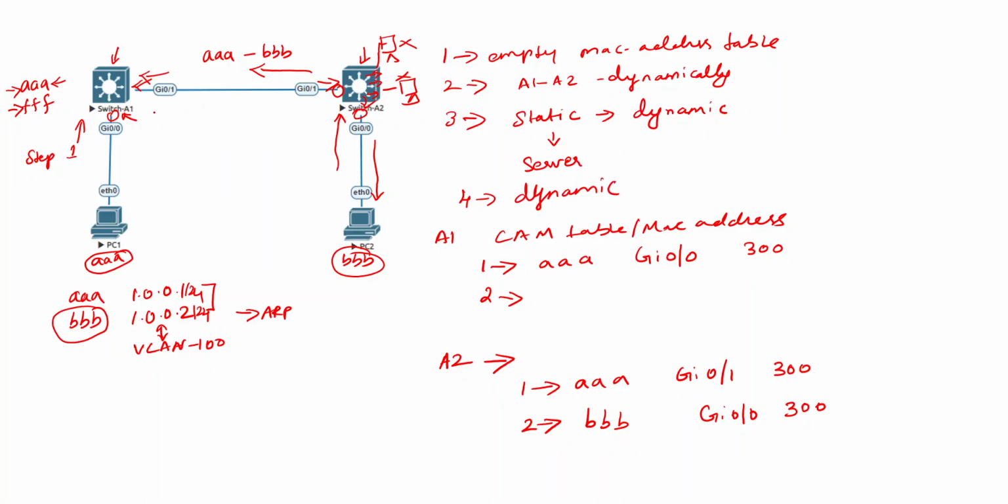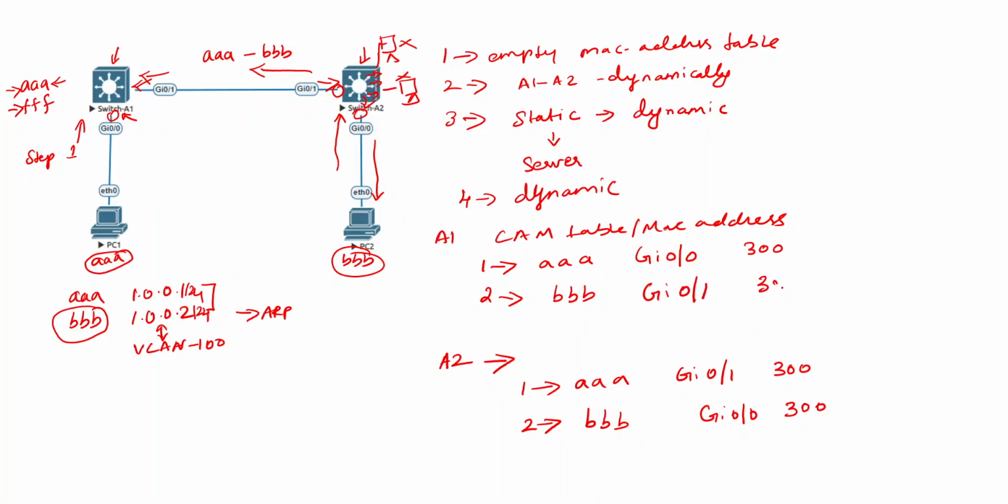Now switch A1 will open the packet and check the destination MAC. The entry is already there, and it has to forward the frame out of that particular interface, Gig 0/1 here. Before sending, it will check the CAM table to see whether an entry is available for the source MAC address on this port. If it is not there, it will create an entry like this.